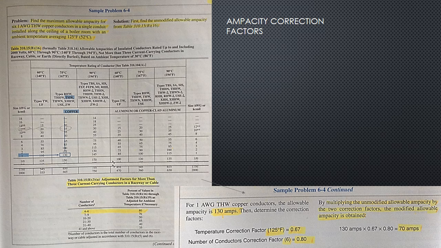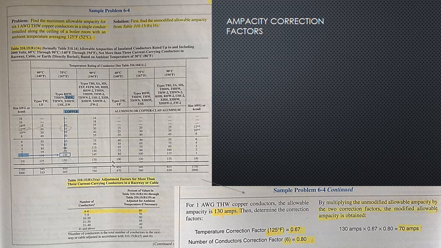And as you can see, here are some sample problems. 6-4. The problem is to find the maximum allowable ampacity for 6 1 AWG THW copper conductors in a single conduit installed along a ceiling, or the ceiling of a boiler room with an ambient temperature averaging 125 degrees Fahrenheit, that's 52 degrees C.